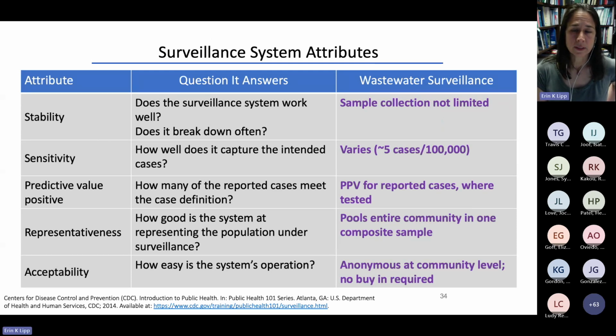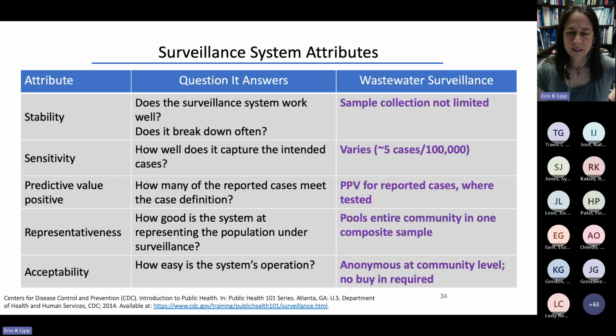It's stable, the surveillance system. How well does it work? Does it break down often? You can potentially have unlimited sample collection here. You can have breakdowns for a lot of different reasons in the lab and otherwise, but those are something that happens in a lab in general. But in terms of the wastewater process, these things are running all the time. So it's a reliable place and a stable place to get samples.